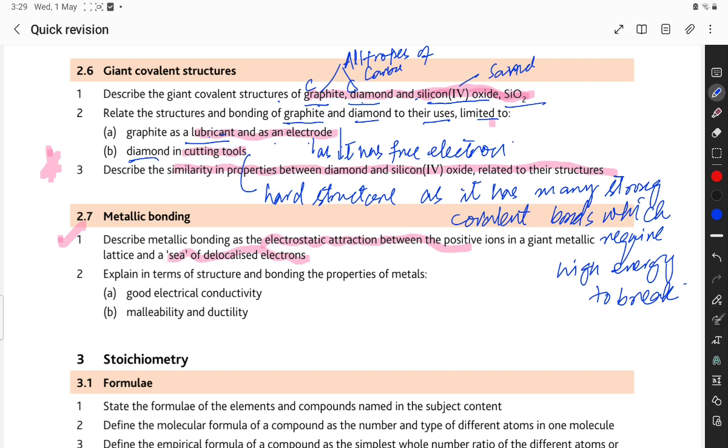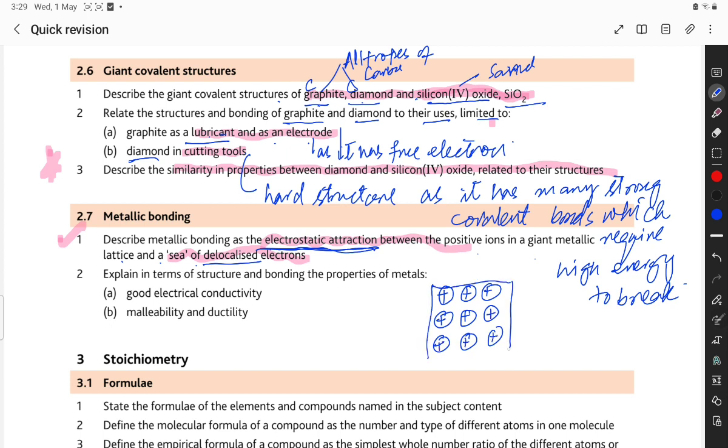Okay, metallic bonding. Now come to the metallic bonding as electrostatic. Look at here. Electrostatic attraction is very important to write down between the positive ions in a giant metallic lattice and the sea of delocalized electrons. You can write it down like this. Draw a simple diagram, as simple as possible, but label it.